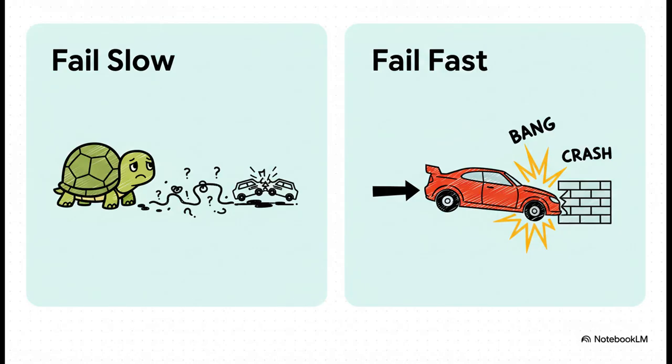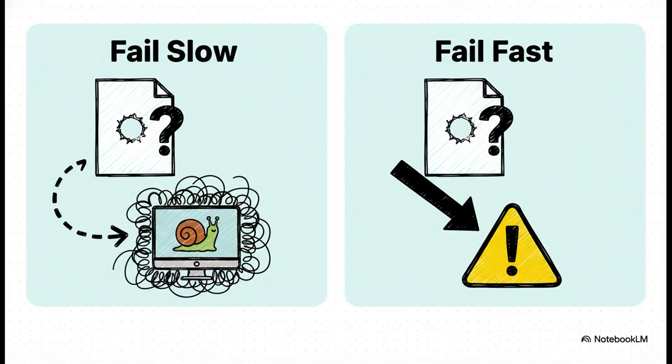The difference between these two is everything. A fail-slow system is an absolute nightmare to debug. An error happens, but the program just kind of limps along, maybe corrupting data as it goes, until it finally crashes somewhere totally unrelated. But a fail-fast system? It stops dead in its tracks the second something is wrong, leaving a perfect, crystal-clear trail right back to the cause.